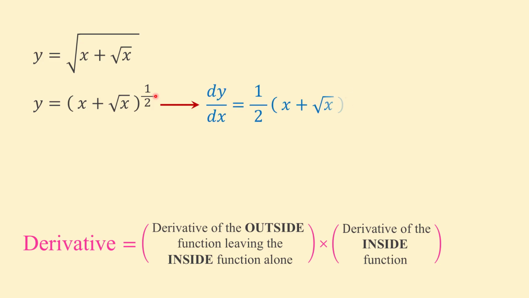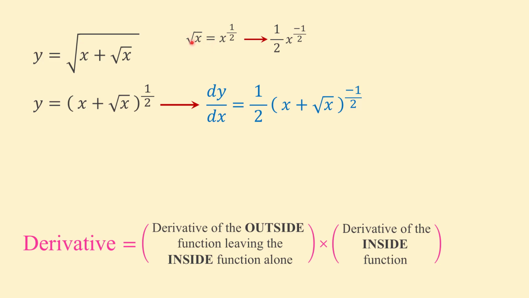And so we have dy over dx, or the derivative of this function, equals 1/2 inside to the negative 1/2. We bring the power down to the front of the term as a coefficient and we reduce the power by 1. 1/2 minus 1 equals negative 1/2. Times the derivative of the inside function. The derivative of x is 1 and the derivative of square root of x equals 1/2 x to the negative 1/2.